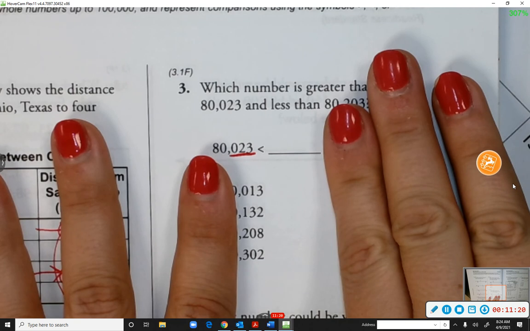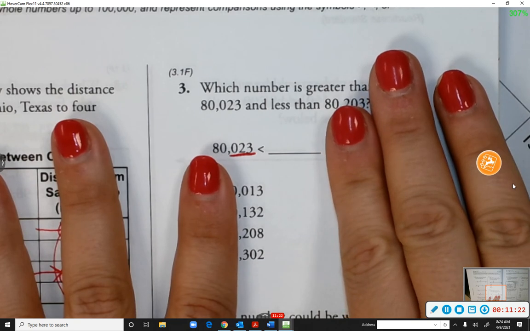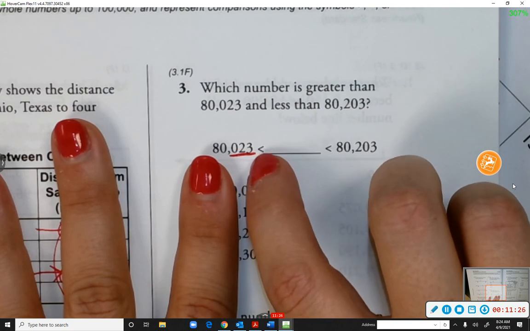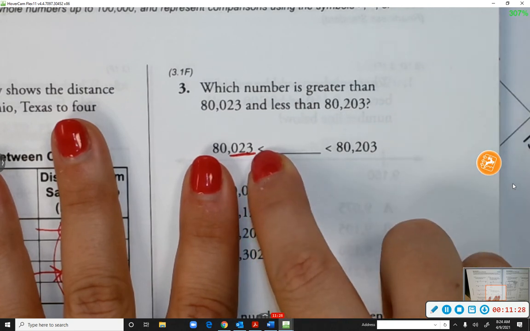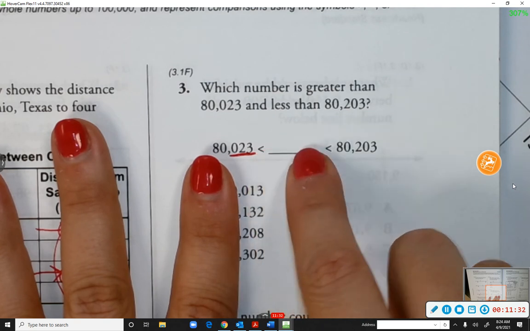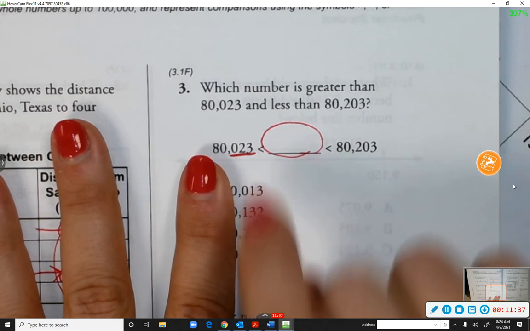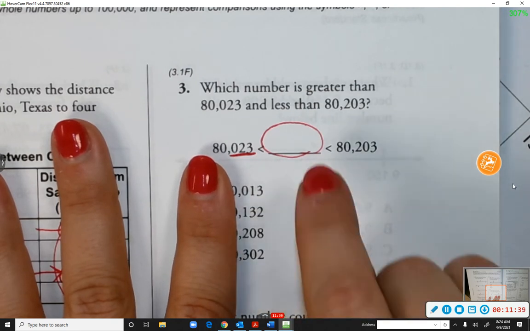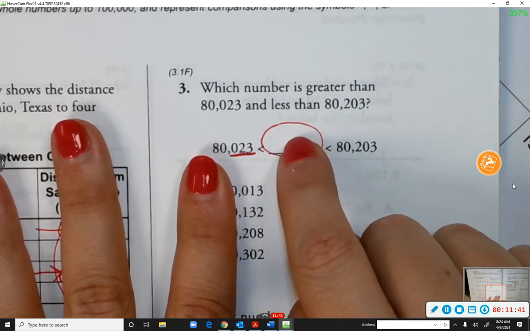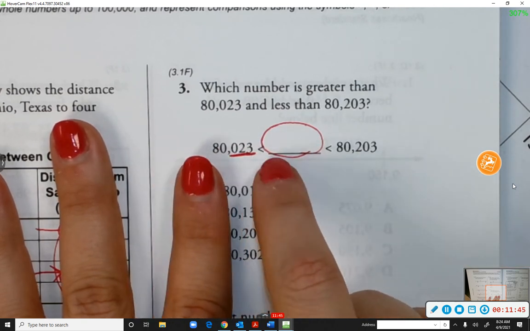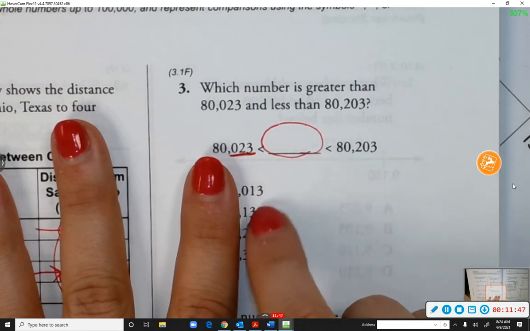Javay, are you listening? Because this is on your test.